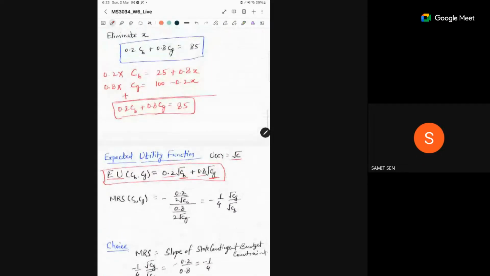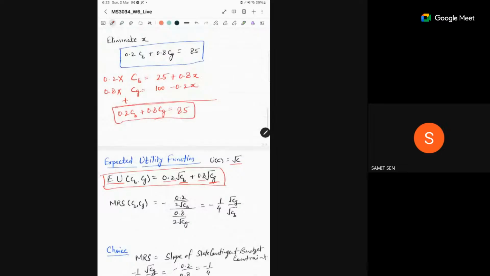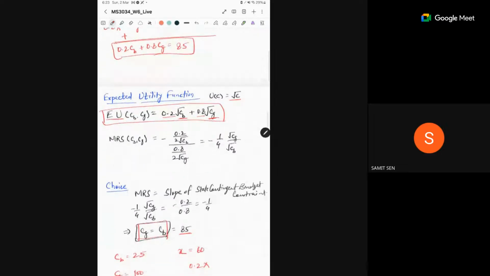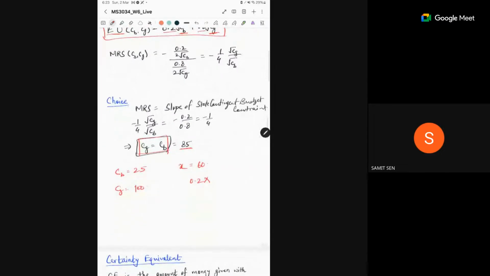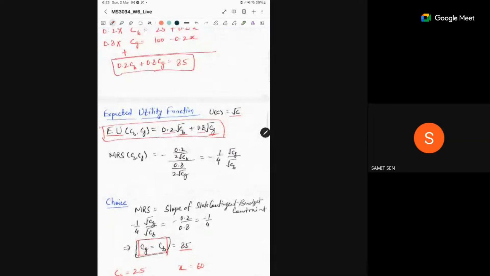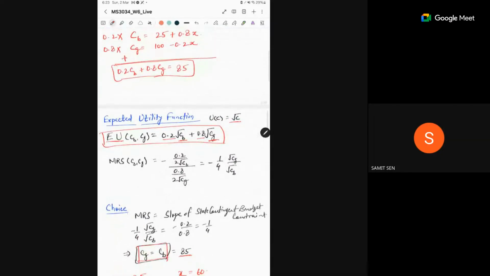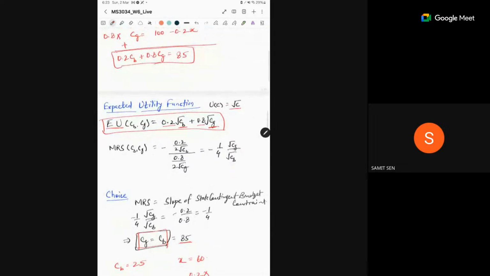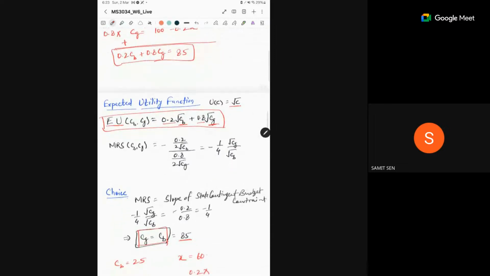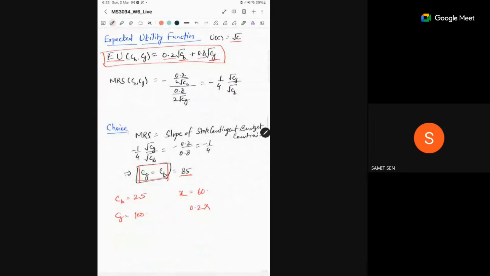I think I made some mistake. 585 is correct. Okay, this should be 85. If this should be 85, then my coverage should be okay. Not this one, my coverage should be.